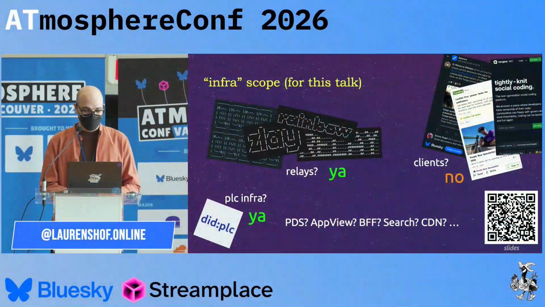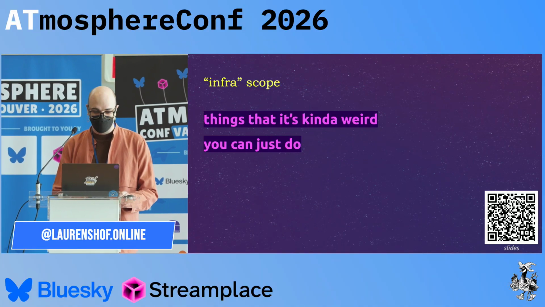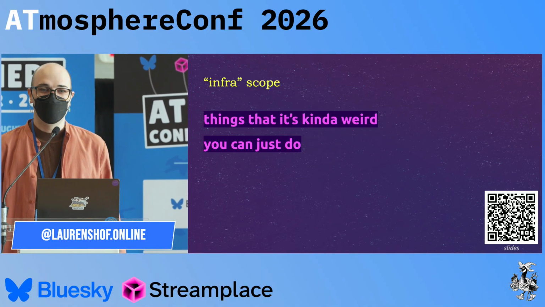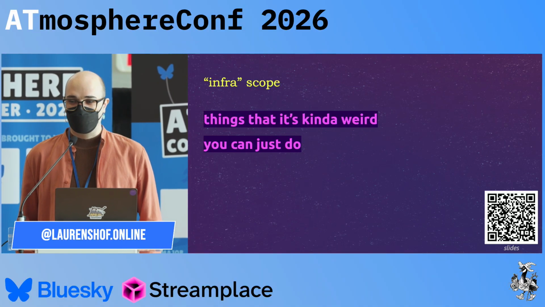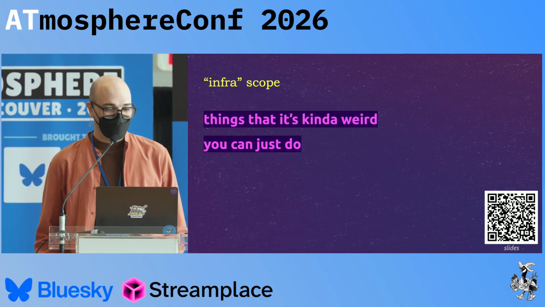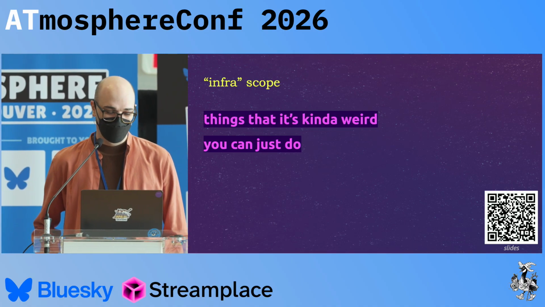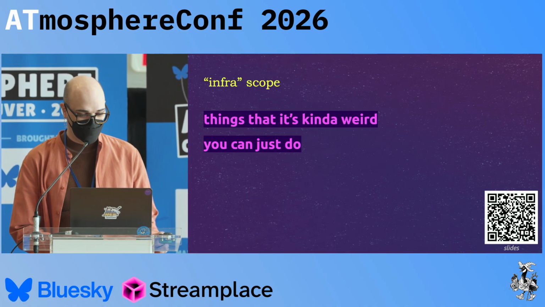This talk is about community infrastructure, and specifically small-scale community infrastructure. I was trying to think about how to define that scope, and I couldn't. For the purpose of this talk, I ended up just settling on things that are kind of weird that you can just do. ATProto has a lot of this, but I'm just going to be talking about it in the context of small-scale infra.